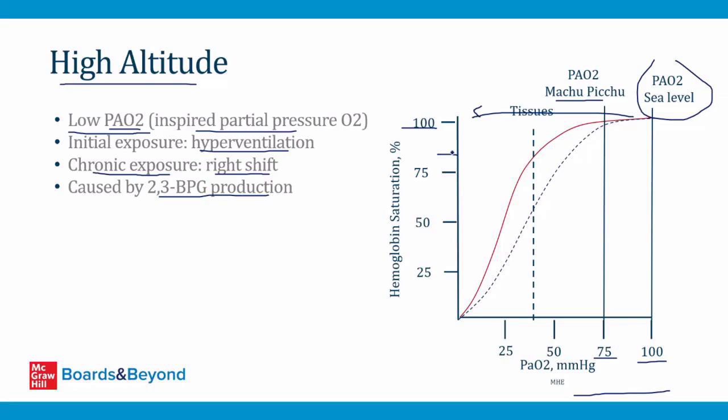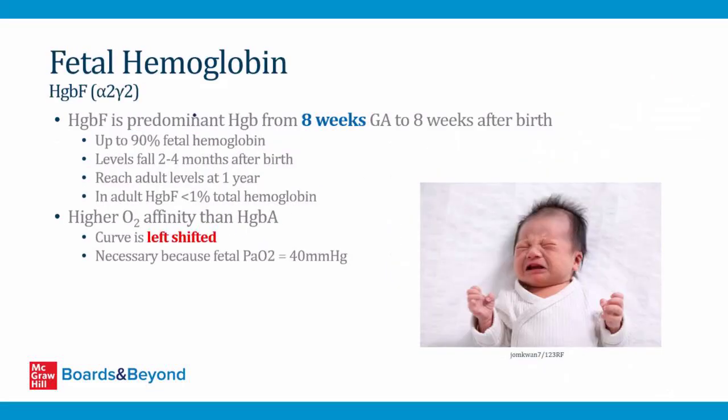Initially, your body will simply hyperventilate, but over time, the curve will shift to the right. And that means that even with the lower PaO2 of Machu Picchu, by shifting to the right, you can fully saturate hemoglobin and therefore deliver more oxygen to tissues.